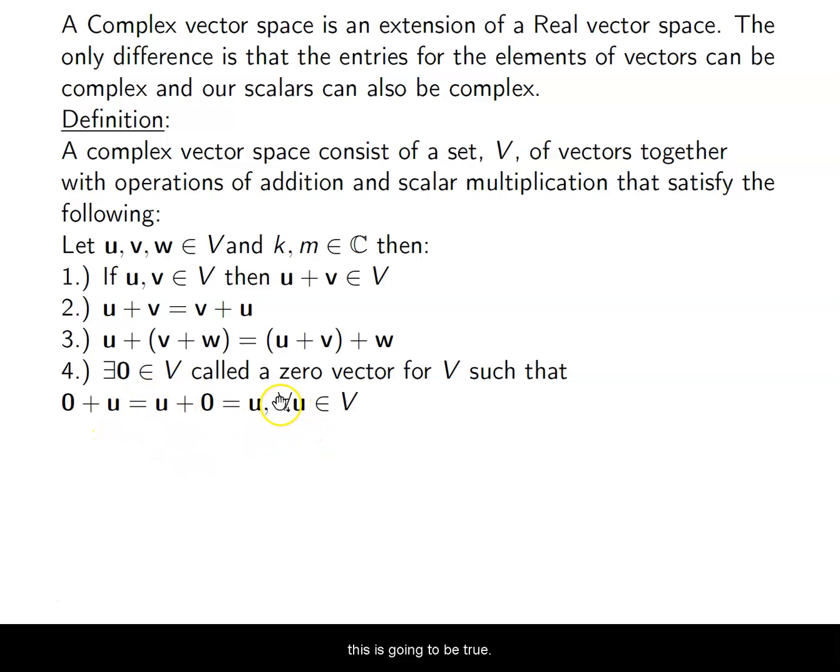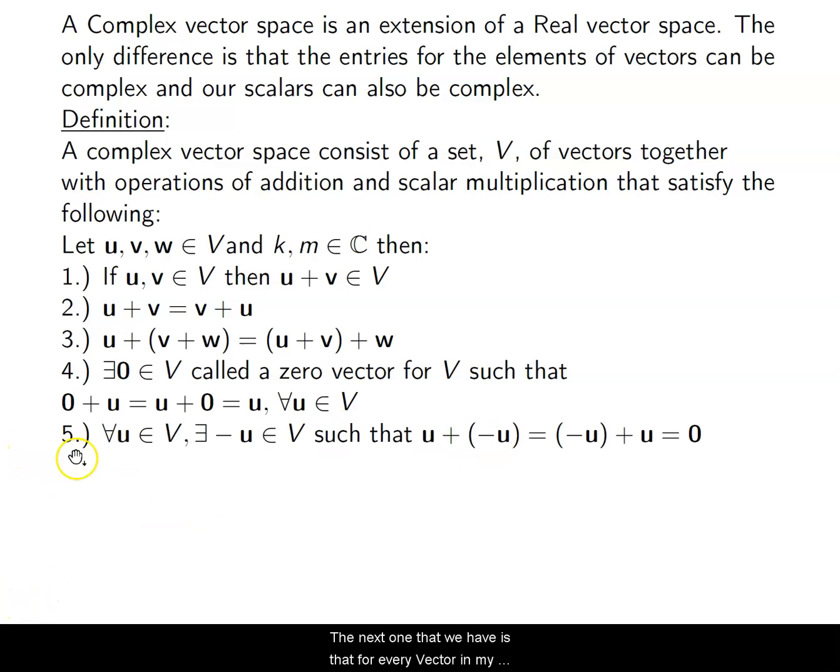Okay, and this is going to be true for every vector in my vector space, right? So this zero vector, we call this the additive identity, because when I add it to something, I get the same thing out.